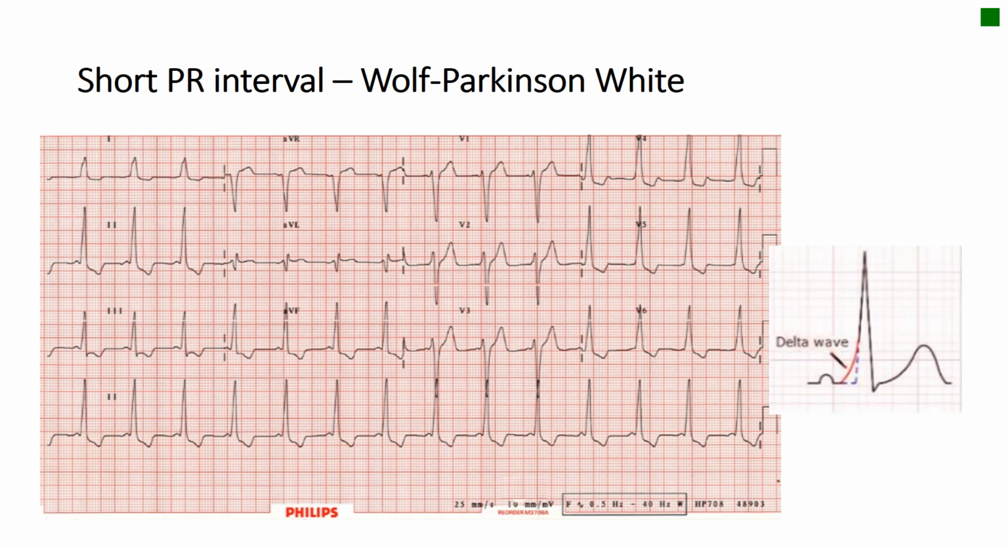So if you get a short PR interval, where basically it's going through the AV node very quickly, you normally get a delay, then you have a very short PR interval. And you get this delta wave, so it kind of takes off, like in the diagram on the right here. You usually see a P wave, but it's very closely next to the QRS complex, and you get a tachycardia. Here you've got about 3 squares between the RR, which is about 100 beats per minute.